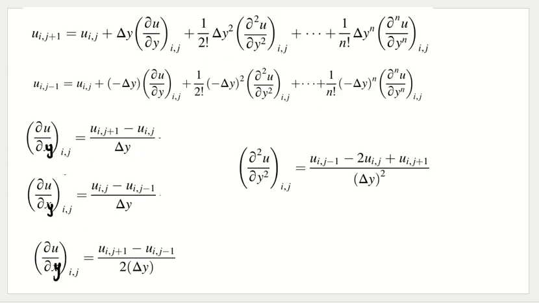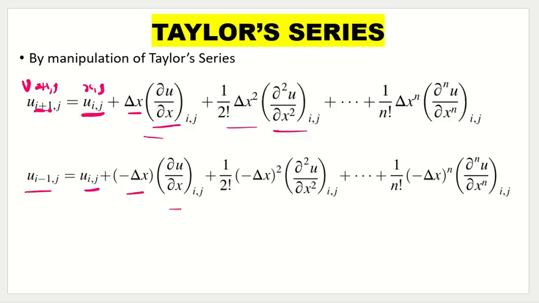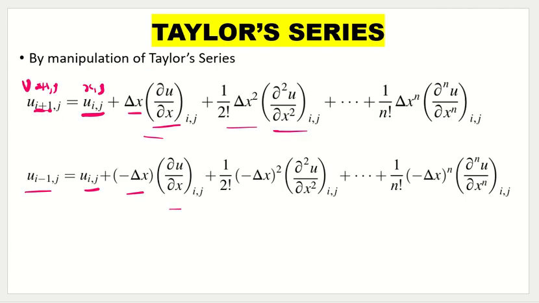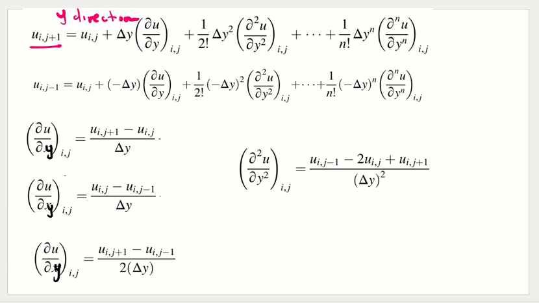Similarly, in the y direction, we have just looked at the x direction. In the y direction as well, you can see that now we are varying j plus 1. When we were dealing with x, we kept the j constant. But now we are looking at the j direction, that is, moving in the y direction. So we keep our x direction constant.